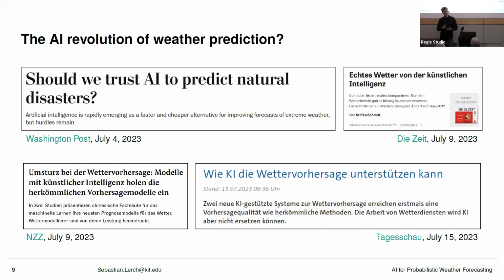So this potential revolution in weather forecasting has also made it into public news articles. So here I just brought a few examples from last year, July, which were in the days after this Pangu-Weather paper had been accepted in Nature. And you can see that even the Tagesschau was reporting on AI in weather prediction.